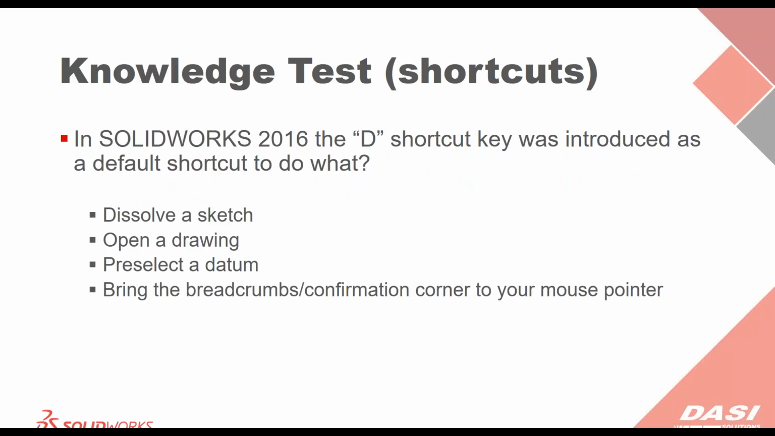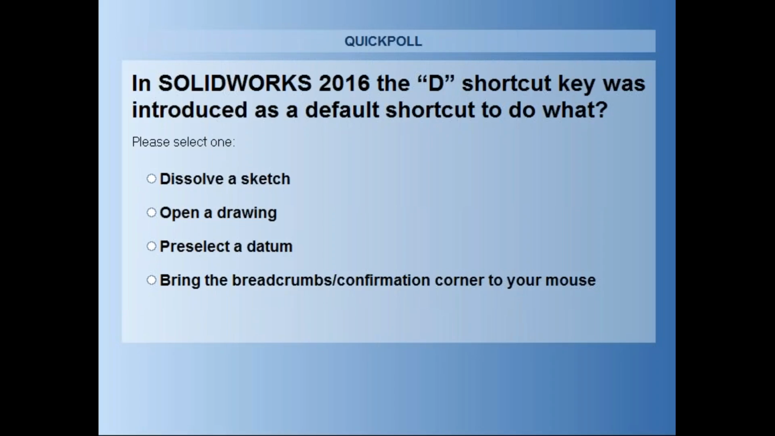So throughout this, I have a couple knowledge questions just to get you guys warmed up, get some interest in here, see who's awake out there, and hopefully learn something and see where you guys stand. So the first question I have is, in SOLIDWORKS 2016, the D shortcut key was introduced as a default shortcut to do what? So I'm going to go ahead and release this poll. If you guys are awake out there, go ahead and throw an answer down there so we can hopefully learn something here. And I'll give about 30 seconds to a minute here and see what everyone remembers from the SOLIDWORKS 2016 rollout events or the online webinars or the training that we had. So I'll wait a couple more seconds.